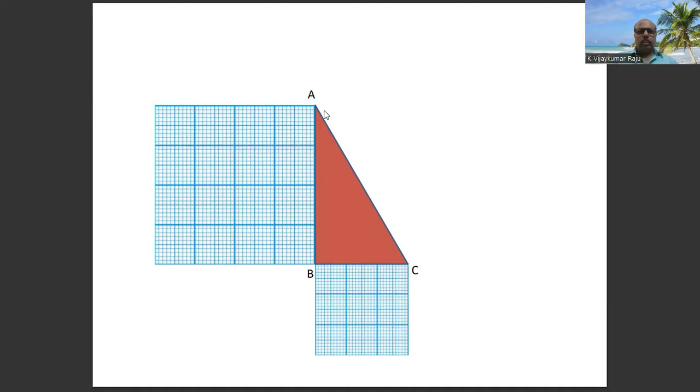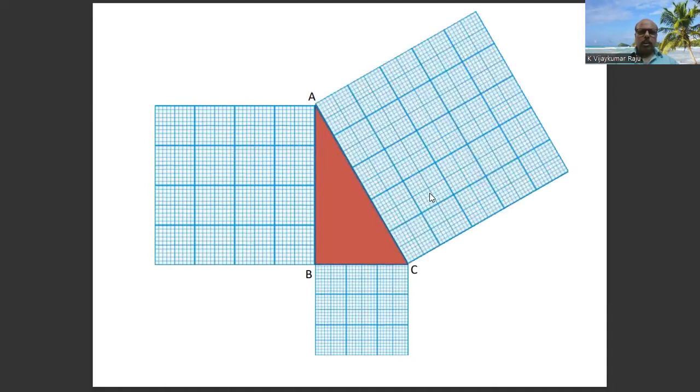Now find the length of AC. What is the length of AC? AC is 5 centimeter. Take your graph paper again, cut 5 centimeter by 5 centimeter and paste it along the side AC. So when you paste it, it will look like this. So you have pasted all the three sides.